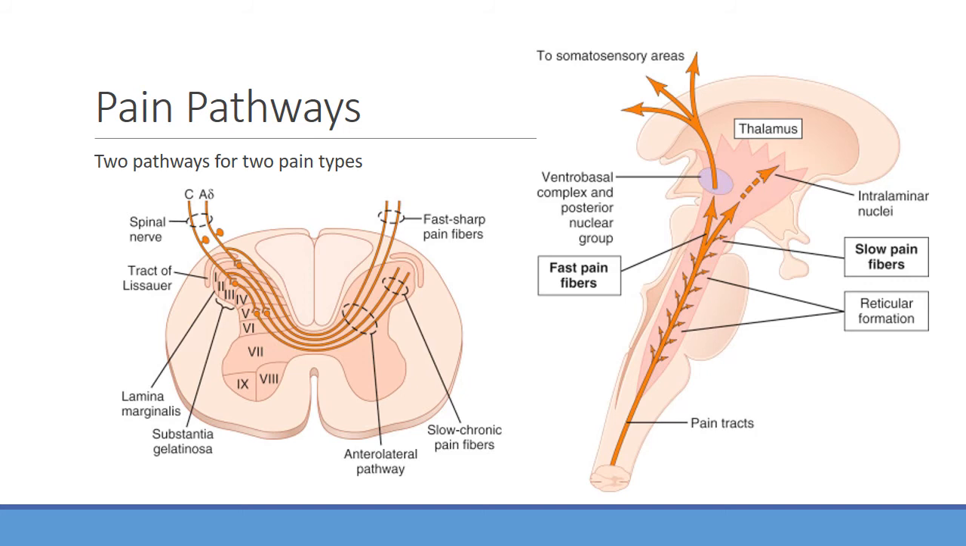Anywho, we mentioned the two main types of pathways here. There's going to be fast pain and slow pain. You'll notice that these are coming from that anterolateral pathway, where there's synapsing here in the dorsal horn. They're going to cross over to the other side and go through the anterolateral pathway here.